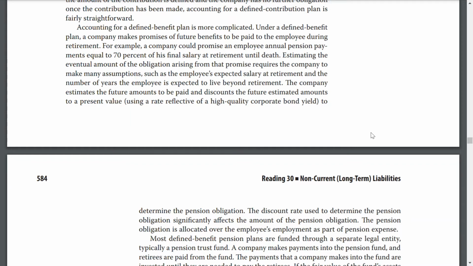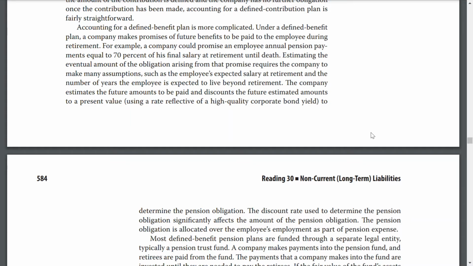For example, a company could promise an employee annual pension payments equal to 70% of his final salary at retirement or until death. Estimating the eventual amount of the obligation arising from the promise requires the company to make assumptions such as the employee's expected salary at retirement and the number of years the employee is expected to live beyond retirement. The company estimates the future amount to be paid and discounts the future estimated amounts to the present value.